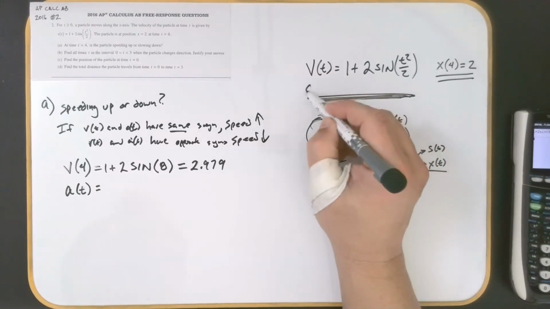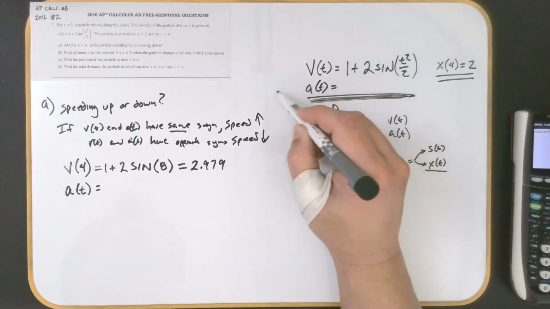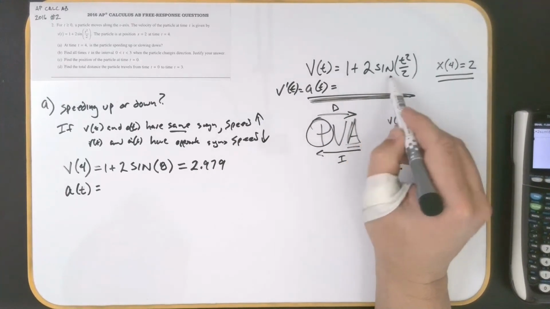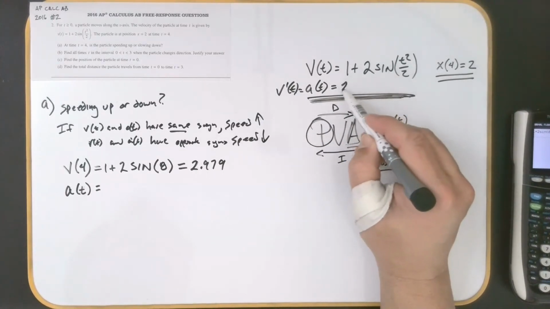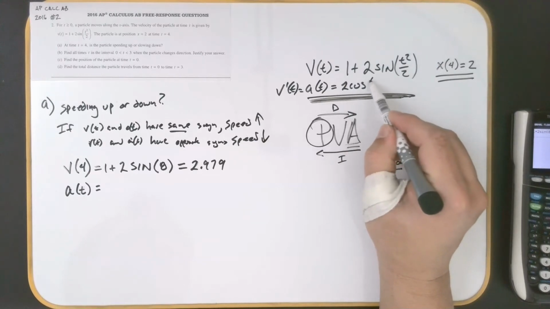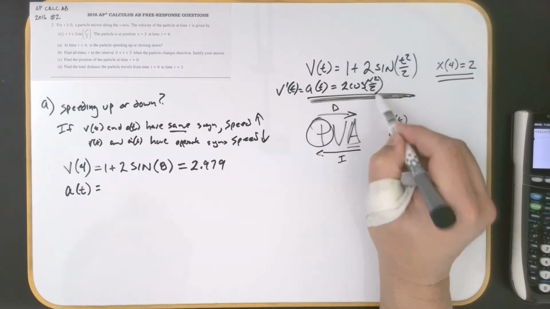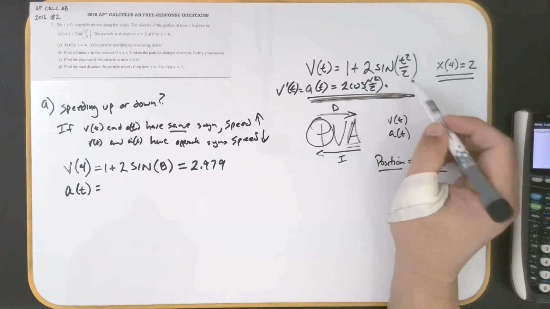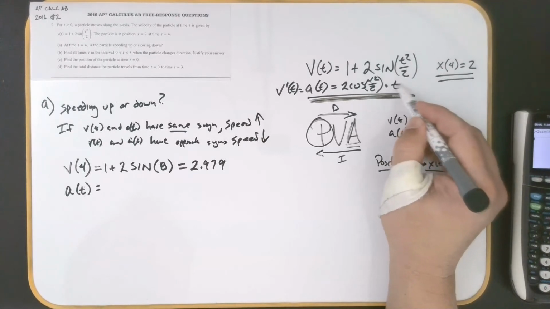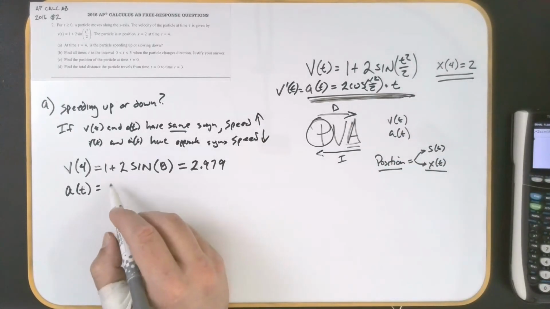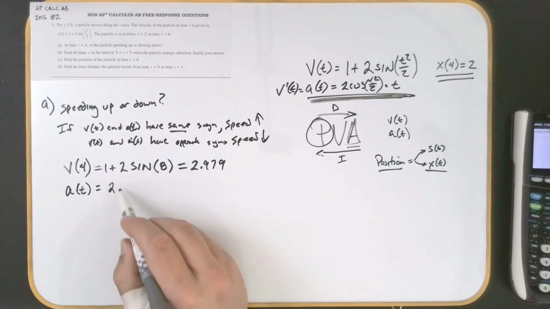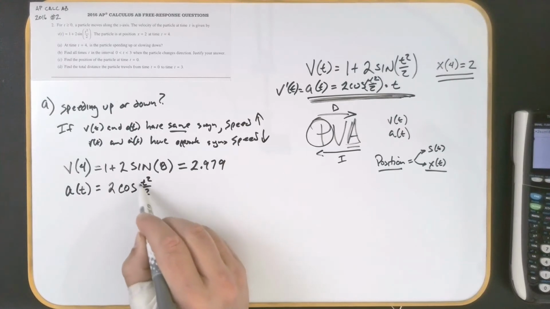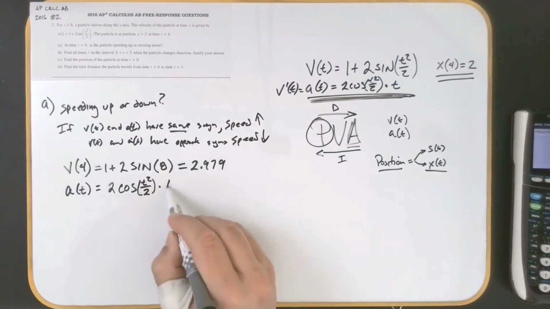So a of t, which is the derivative of velocity. Derivative of velocity is acceleration here. So derivative of 1 is 0. Derivative of 2 sine is going to be 2 cosine of t squared over 2 times the derivative of t squared over 2, which would be 2t over 2, which would just be t. So my acceleration function, when we copy this over here, is just going to be 2 times the cosine of t squared over 2 times t.